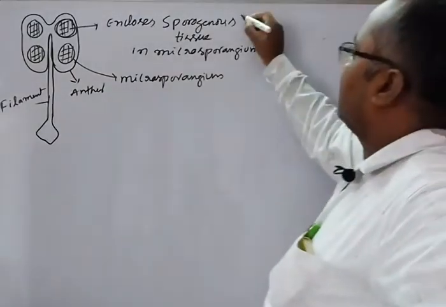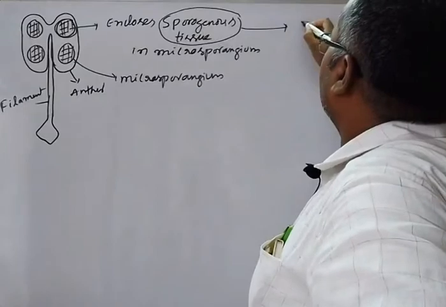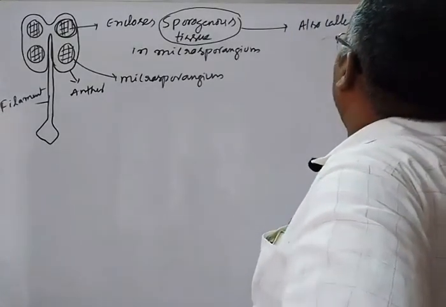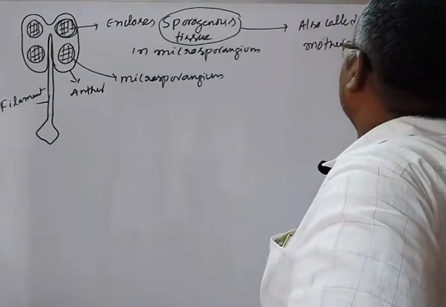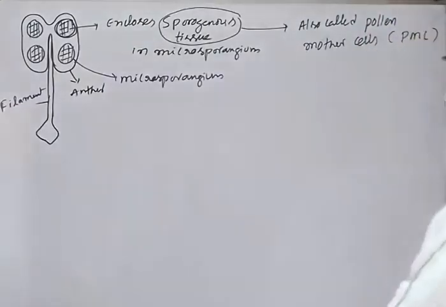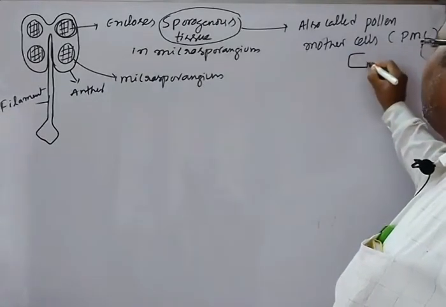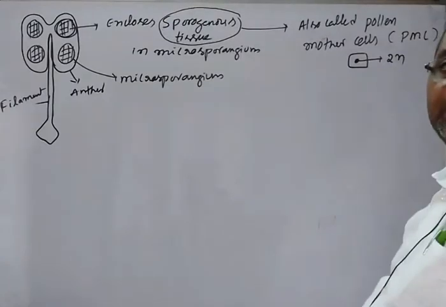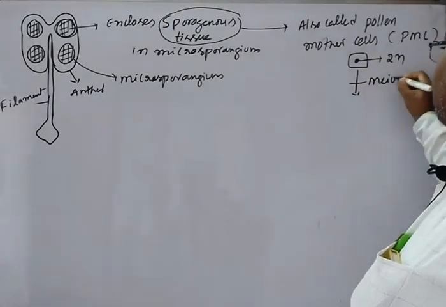This sporogenous tissue is also called pollen mother cells, simply PMC. Now I am taking one PMC. The PMC is a diploid cell. It divides by meiosis.